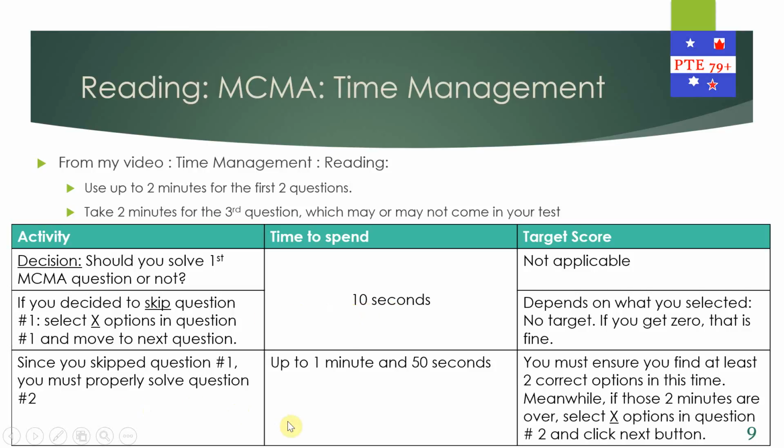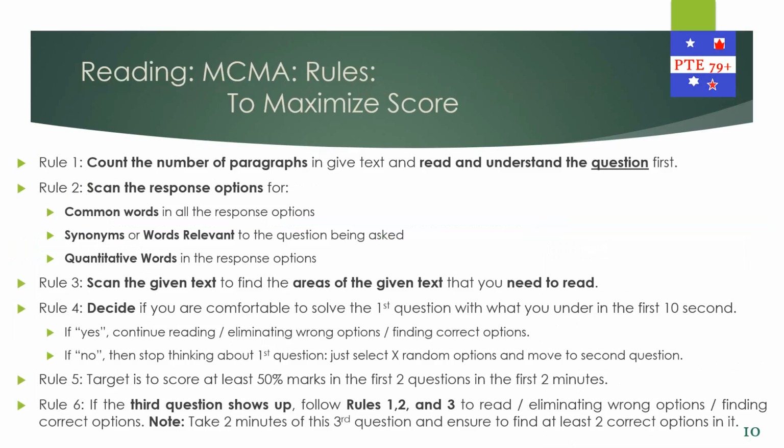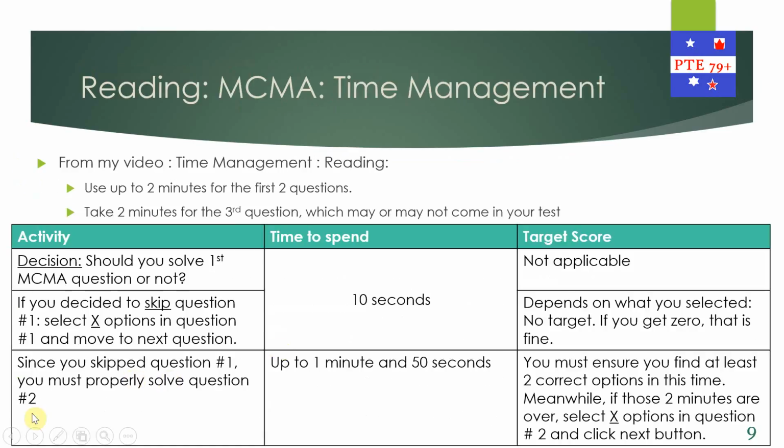And then when you go to the second question, obviously you have 1 minute and 50 seconds. Regardless of how easy or difficult the second question is, you must select at least two correct options. So read these slides, pause the video, read these slides, but the bottom line is 2 minutes for the first two questions, and we are only solving one question with proper concentration. The second question, we are making some random selections so that we get 50% of marks. If the third question comes after the 2 minutes, then you will take 2 more minutes and solve it.